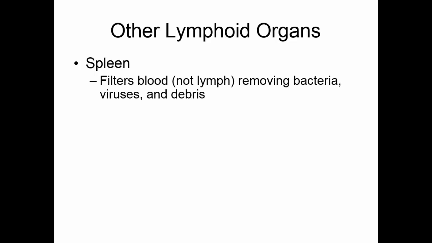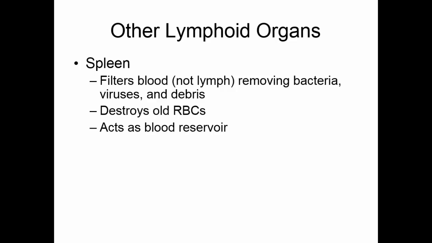Besides the lymph nodes, there are some other lymphoid organs. The spleen filters blood, not lymph. It helps remove bacteria, viruses, and debris that may be in the blood. The spleen also destroys old, worn-out red blood cells and acts as a blood reservoir.